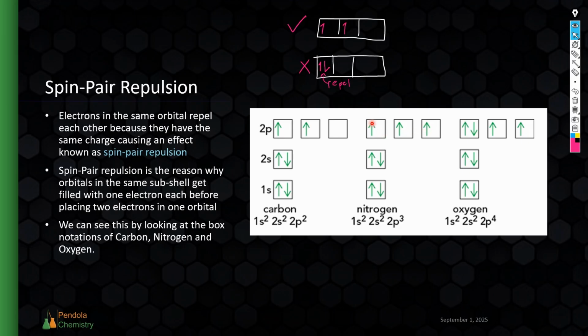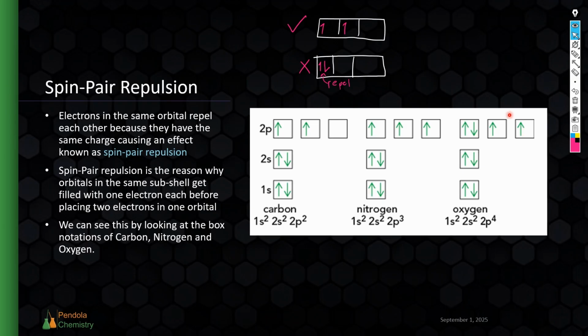And that's because in this manner we avoid spin pair repulsion. These are not repelling each other because they're not in the same orbital. Once we get to oxygen, however, and we have 4 electrons in that p sublevel, as we can see here, then because we have 4 electrons, spin pair repulsion is now unavoidable. Those 2 electrons in the first orbital need to be there because there's only 3 orbitals in the p sublevel. And so spin pair repulsion in certain situations, like in oxygen, is unavoidable.